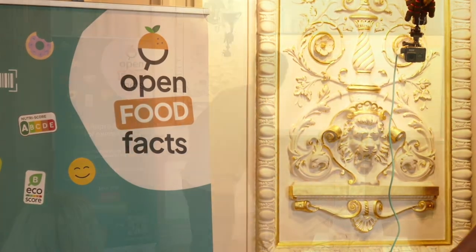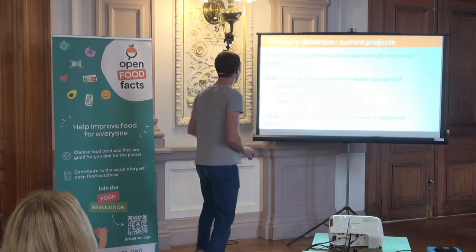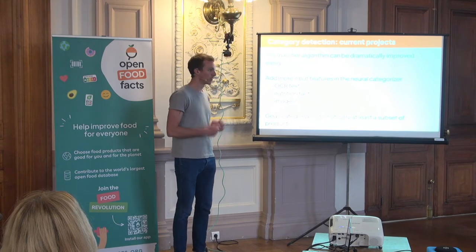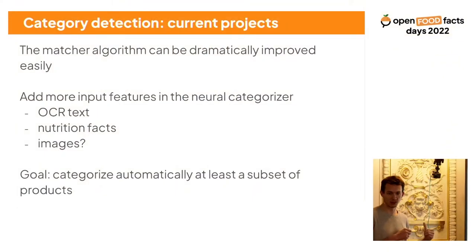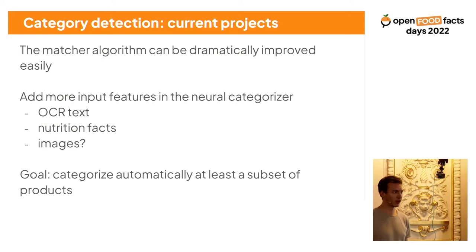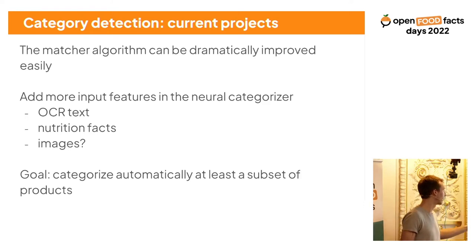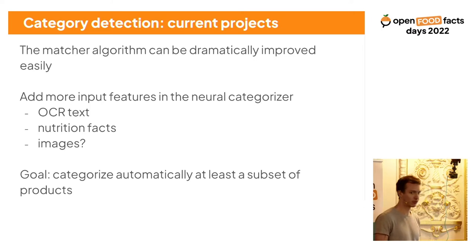For that, I will focus on the neural network categorizer. We plan to use many more input data, because usually the data the model uses is not sufficient to categorize the products. We only use product name and ingredient list, and we plan to test OCR text, nutrition facts, and maybe the whole image. It may help categorize the products better.